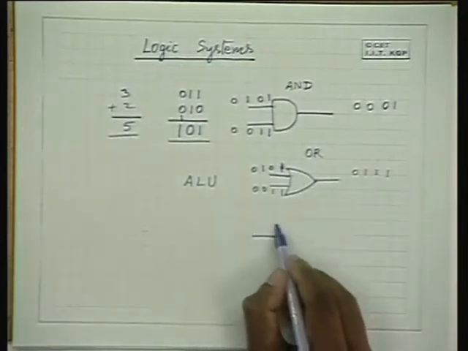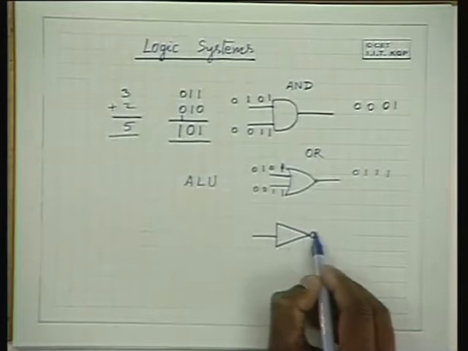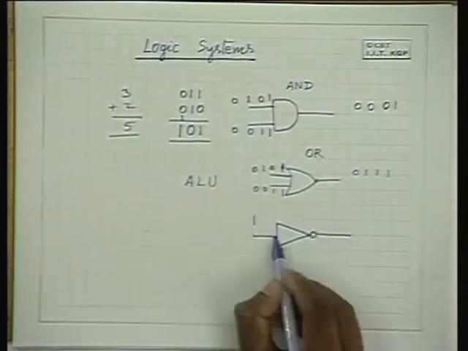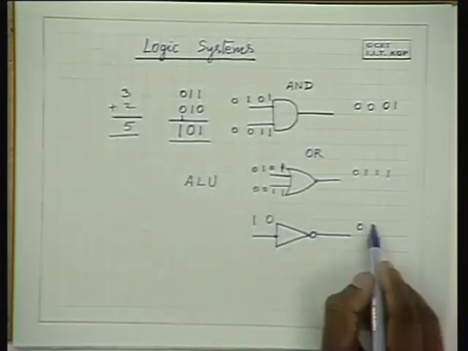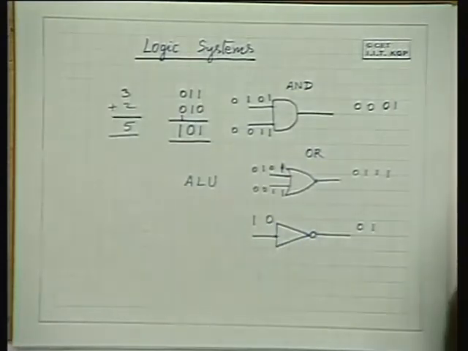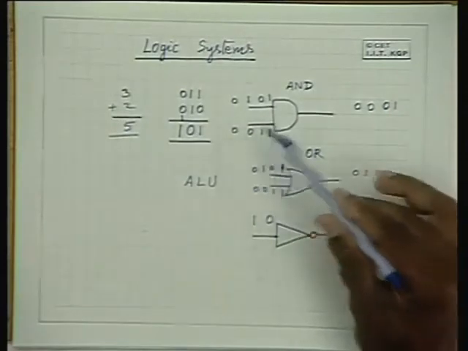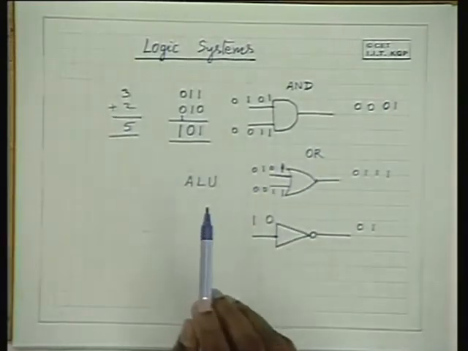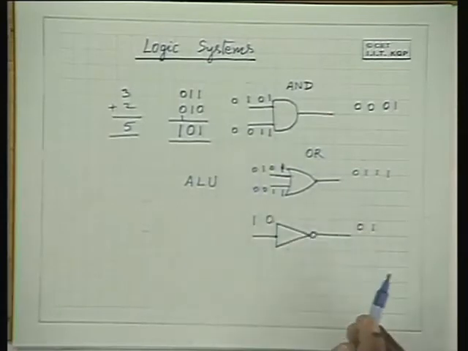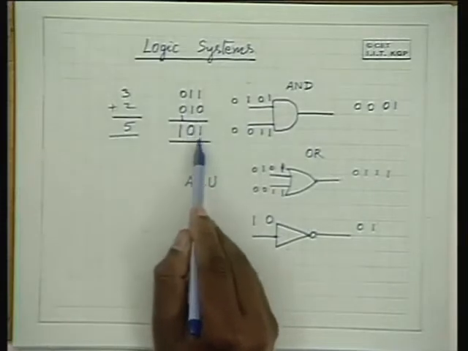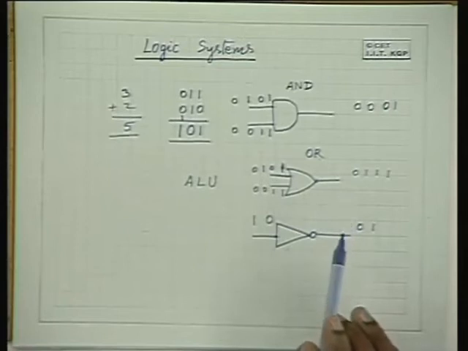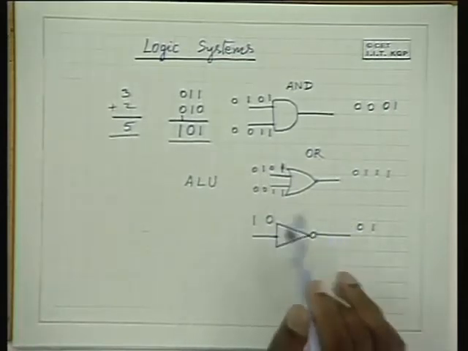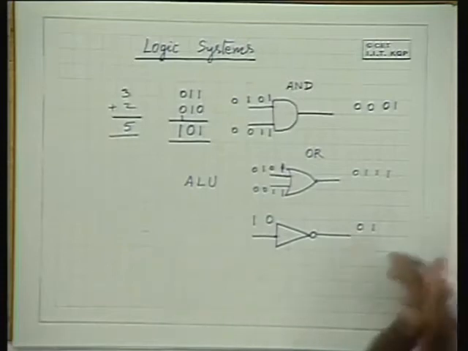There is another gate known as a NOT gate. You give a 1 here, you get a 0 there. If you give a 0 here, you'll get a 1 there. So it gives the opposite. So you can build logic systems using such gates. It is possible to implement this adder with the help of these OR gates and AND gates. Okay? So you will learn more about it in the subsequent classes.